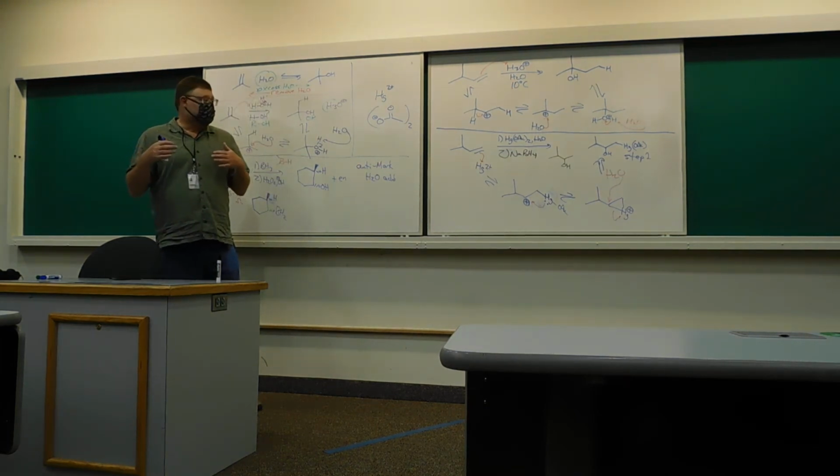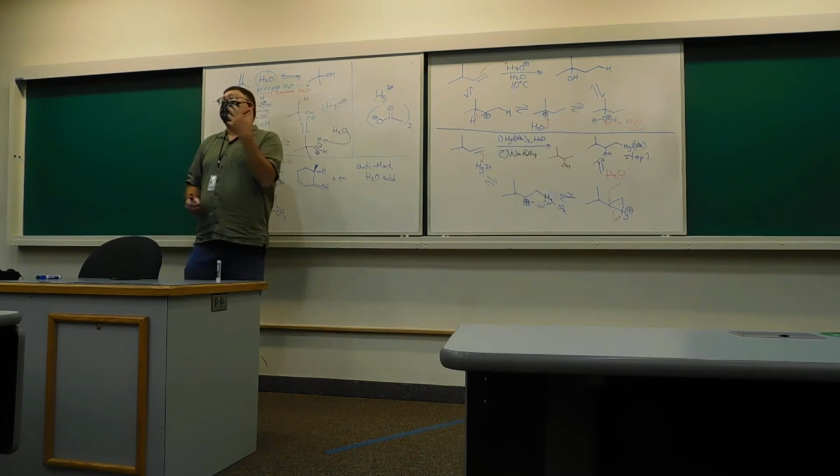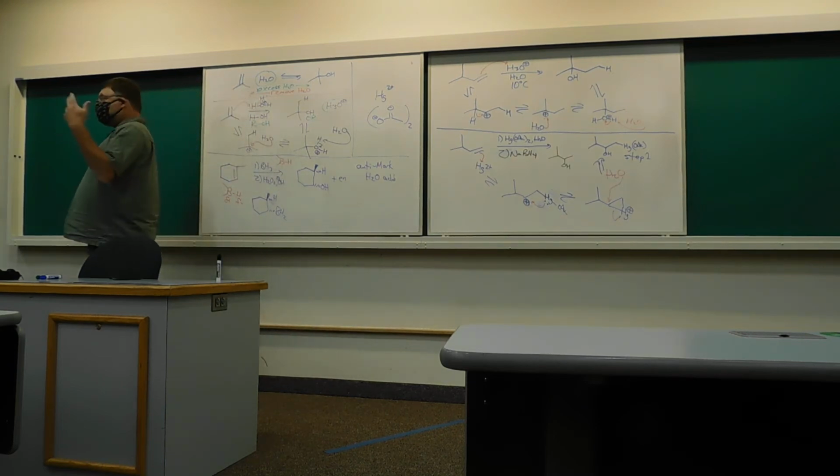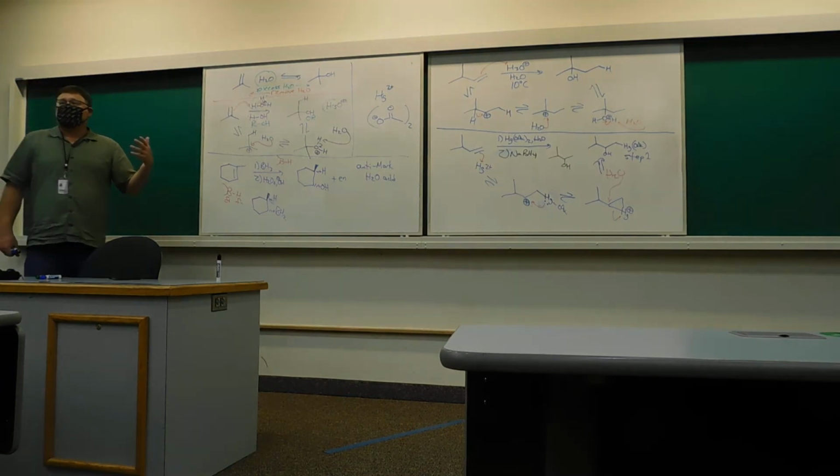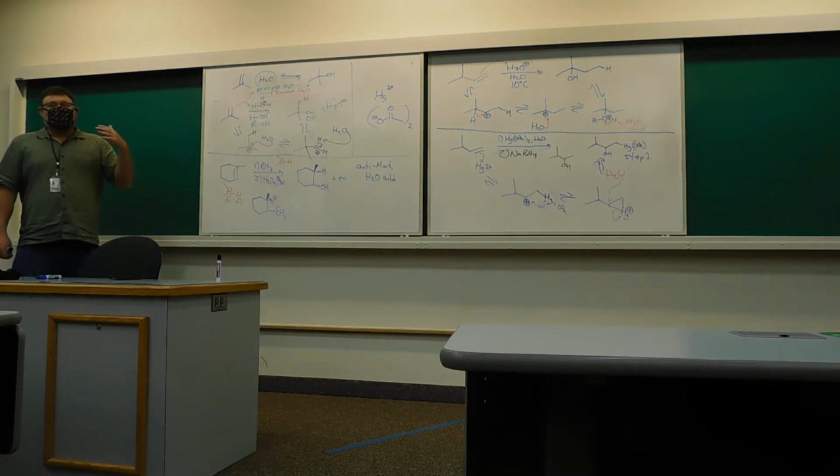So oxymercuration is a good way, synthetically, if you want to add water across a double bond and you want Markovnikov addition, but your cation is going to be really unstable, you want to do an oxymercuration.